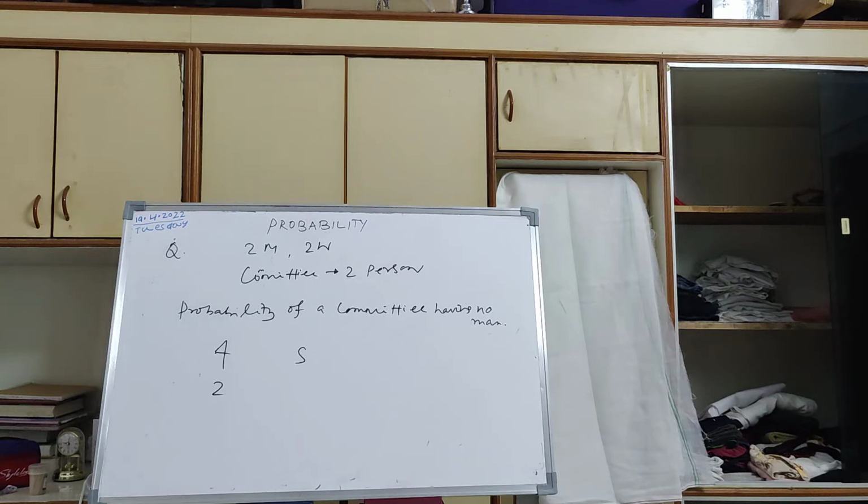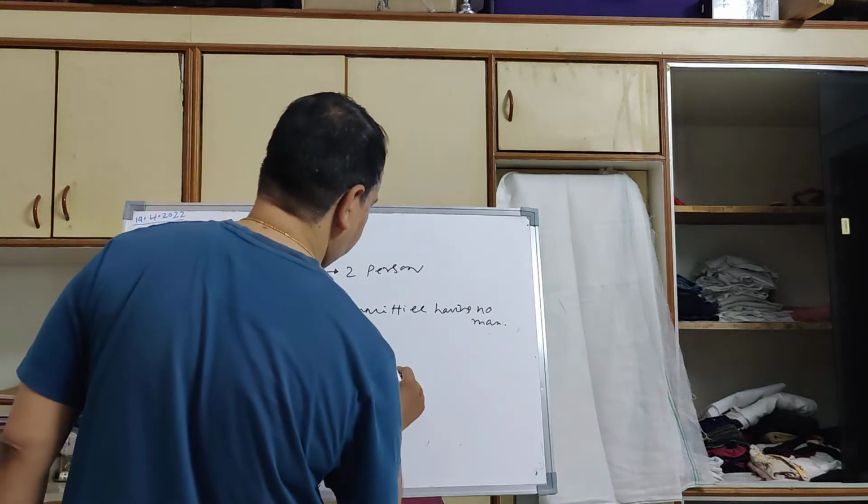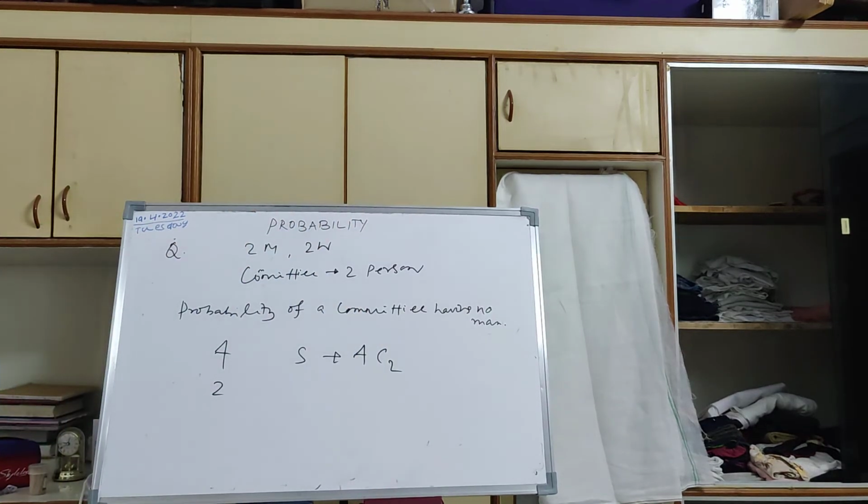So what will be the sample space? You are forming a committee of 2 people out of 4 people. It will be 4C2, right? In these many ways you can do it. And now the question is the probability of a committee having no man. That means exactly 2 women.